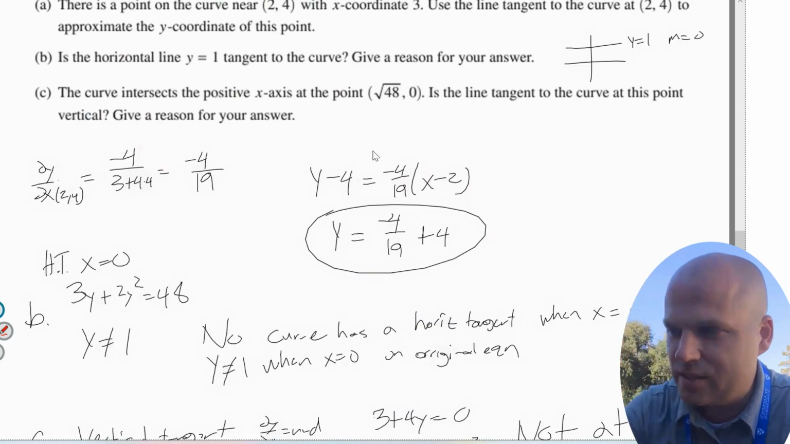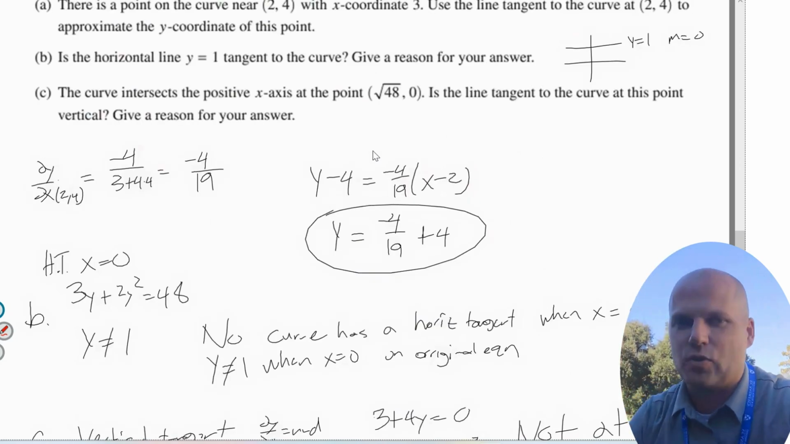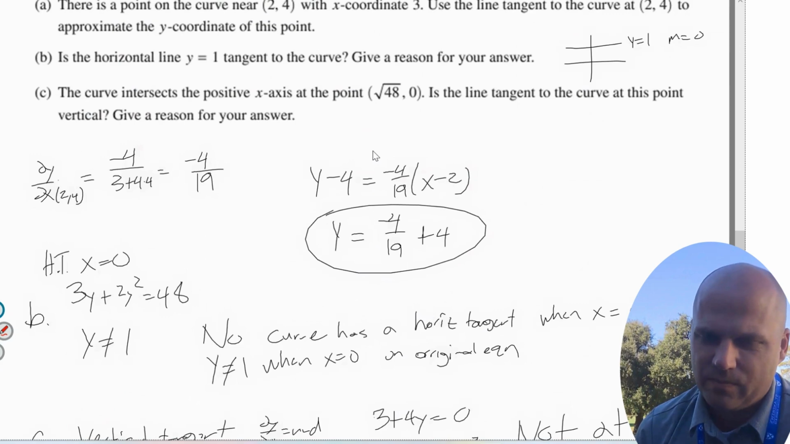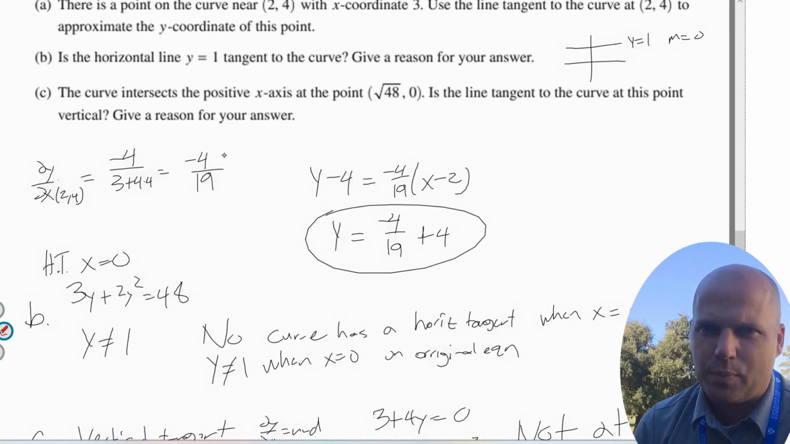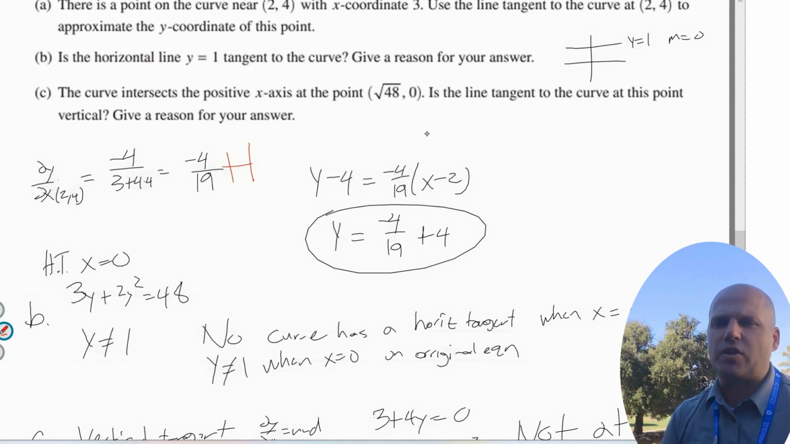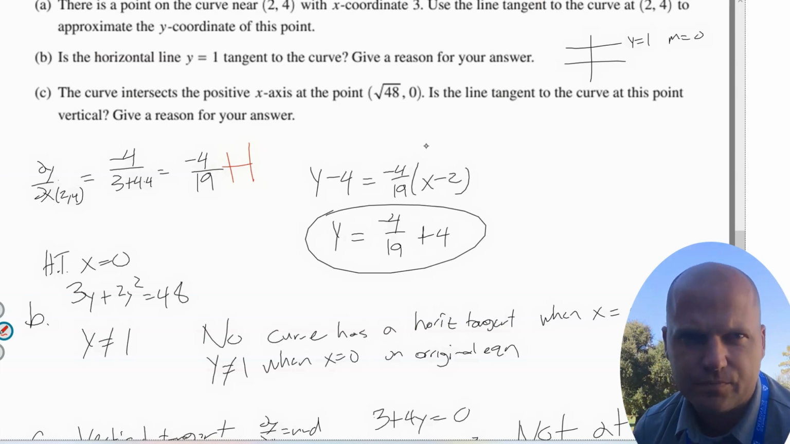Free response sometimes is easier. You don't have to do as much as you would normally. What would I give you? Probably 1 point for the slope at (2, 4), 1 point for the equation, and 1 point for the approximation.